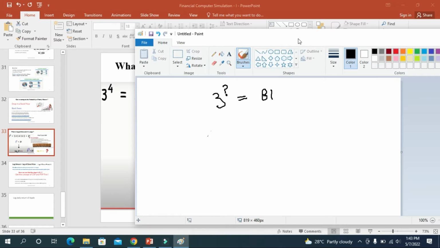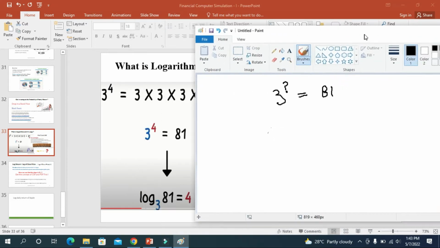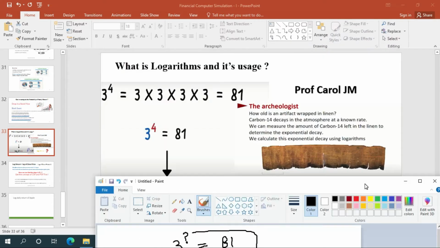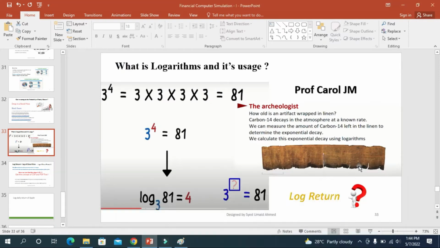So we are writing this concept here in a similar way: I am writing log base 3 of 81 and I want to calculate this here. So it will tell me that 3 raised to the power 4 is 81. So you can have the concept of log.